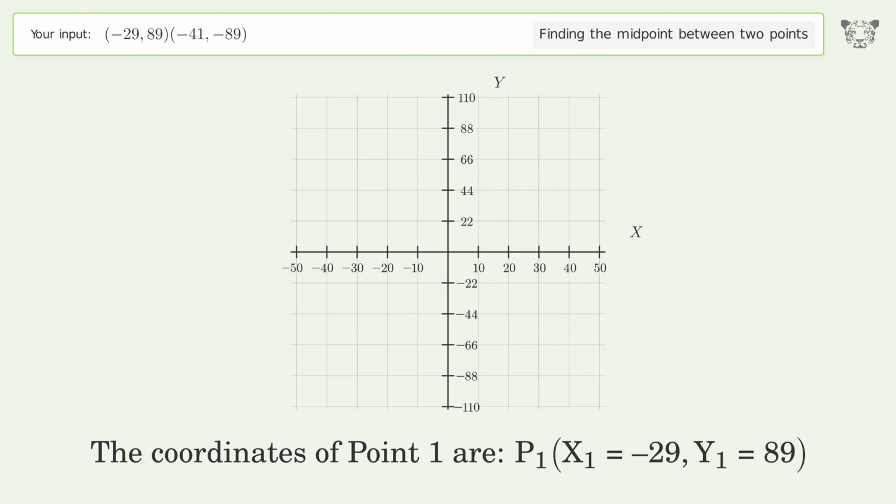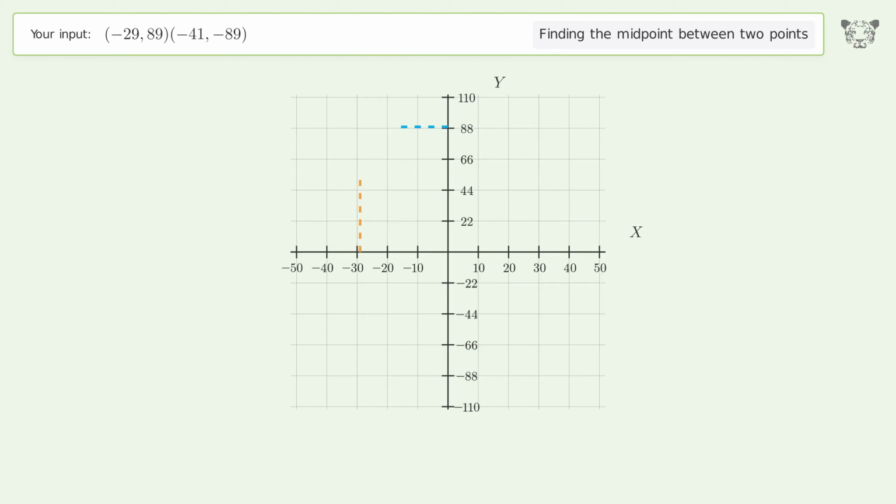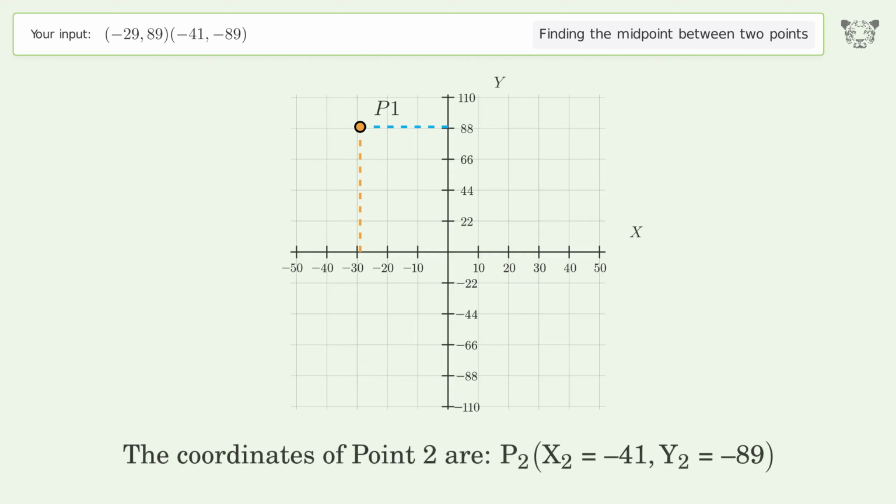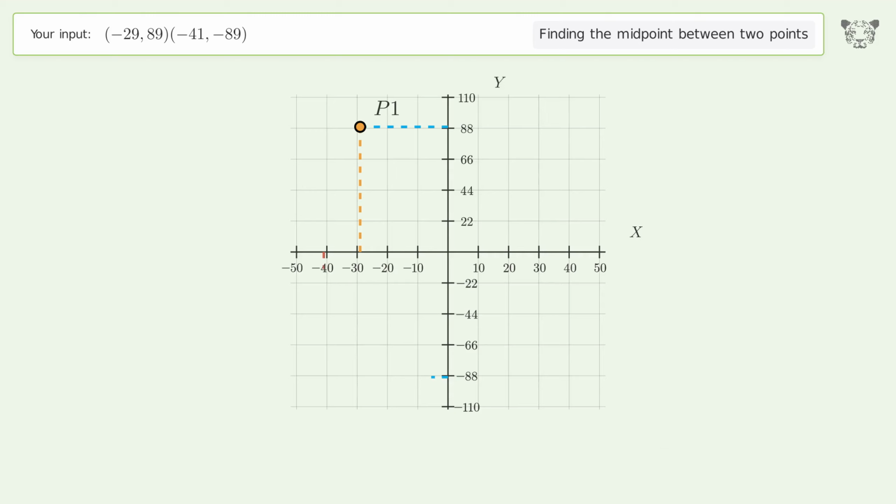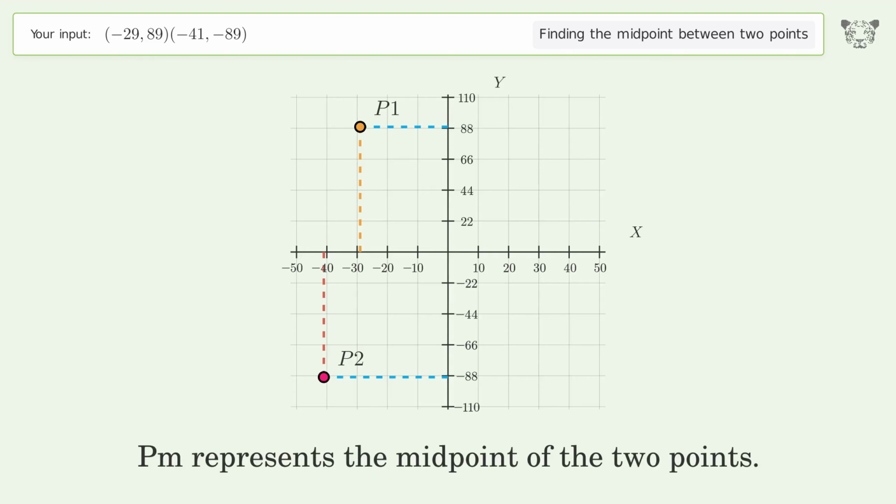The coordinates of point 1 are, x1 equals -29, y1 equals 89. The coordinates of point 2 are, x2 equals -41, y2 equals -89. PM represents the midpoint of the 2 points.